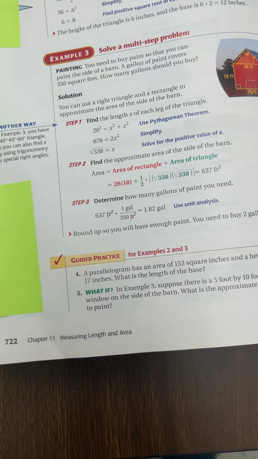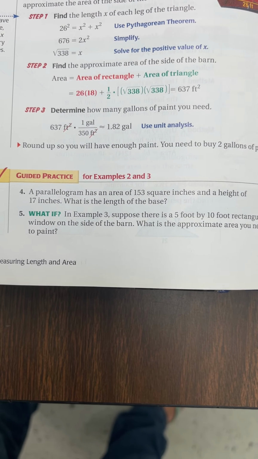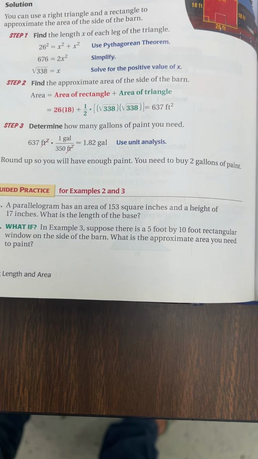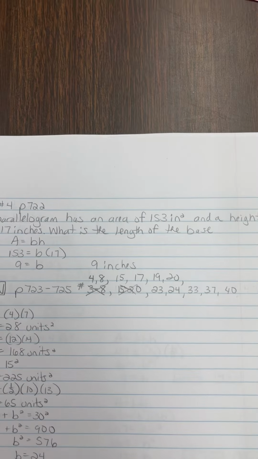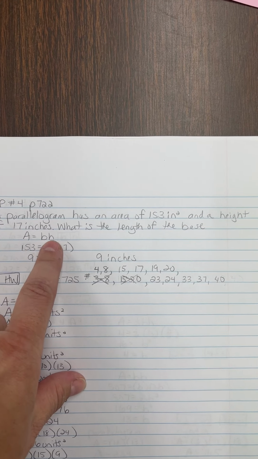I also did the guided practice number 4 at the bottom. It says a parallelogram has an area of 153 square inches and a height of 17 inches. What's the length of the base? So what I did, I started off with my formula, area equals base times height.